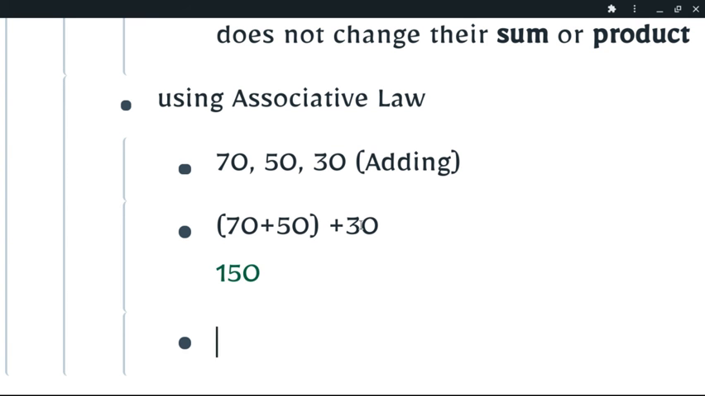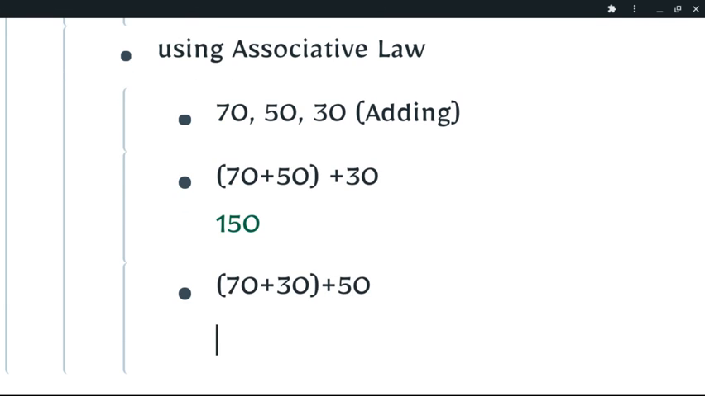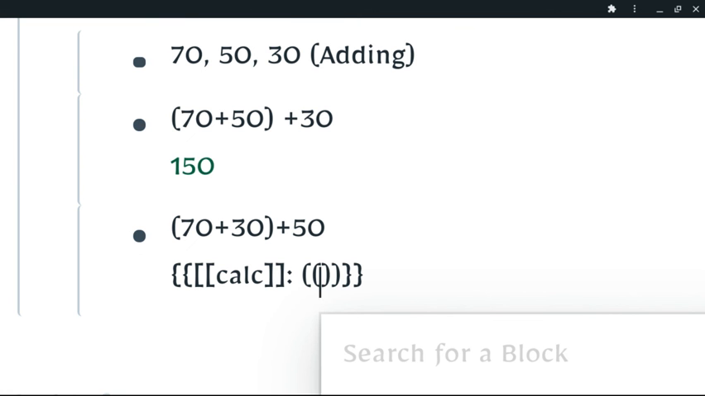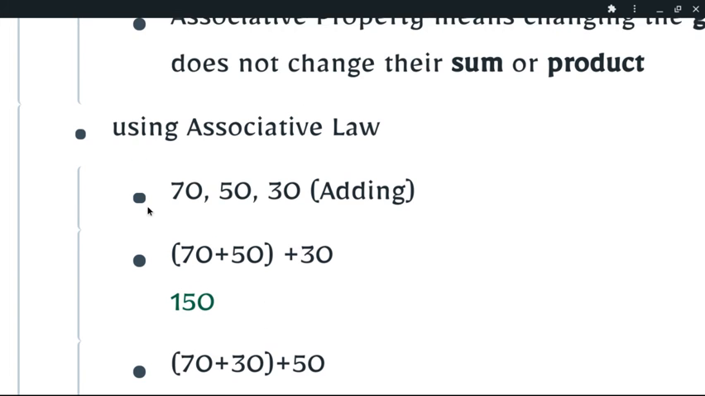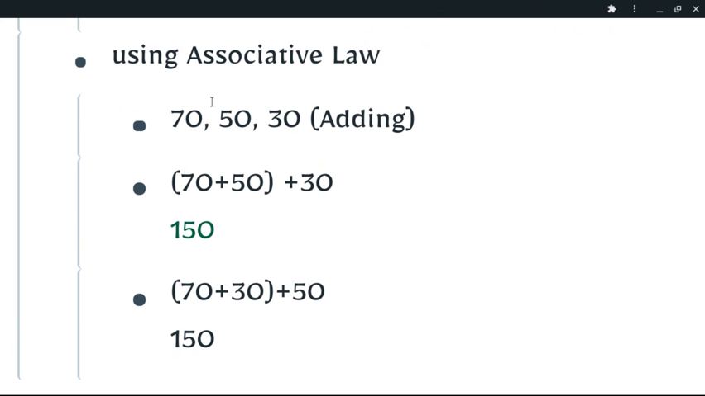Let's see if we change it to 70 plus 30. So we'll group 70 plus 30 now instead of 70 plus 50, and then add 50 outside, and let's see what we get. Quickly calculate it. That's 70 plus 30, 100, plus 50, that's 150. Everybody see what I got? So the associative law is saying that the answer does not change, no matter how the grouping is, when you're adding.